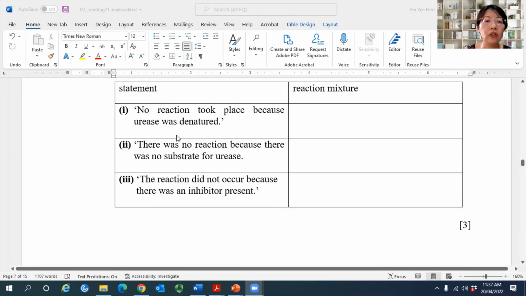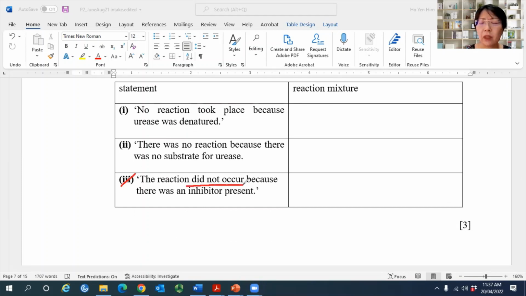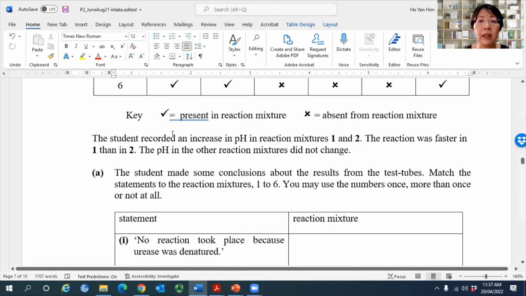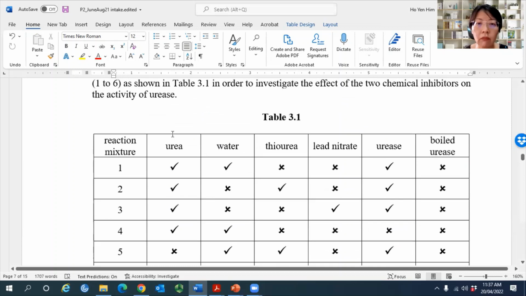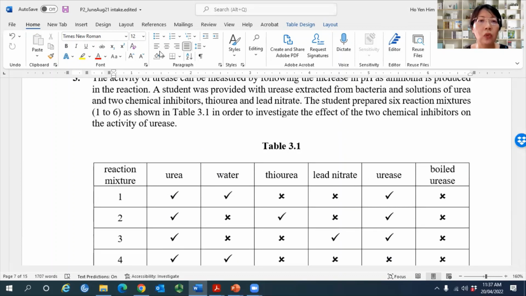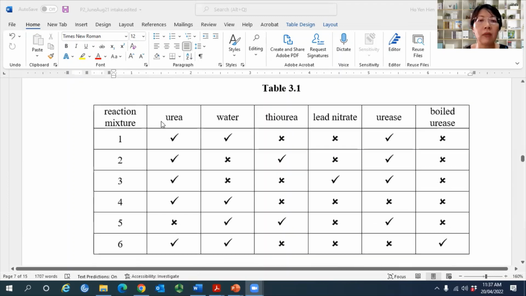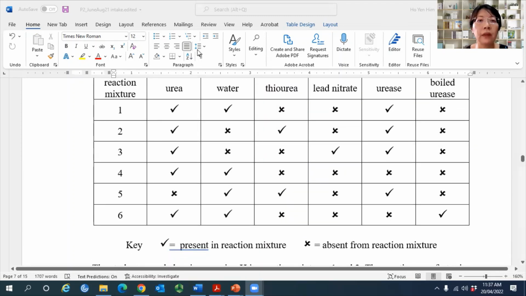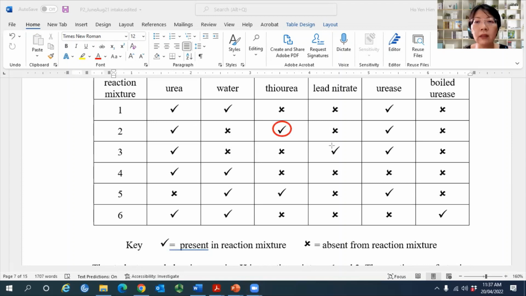Now the last one is more challenging. The reaction did not occur because there was an inhibitor present. So according to the passage, there are 2 chemical inhibitors mentioned, which are actually thiourea and lead nitrate. So based on this, we see which ones have the inhibitor. This one, and this one. Right, we have the thiourea and lead nitrate.